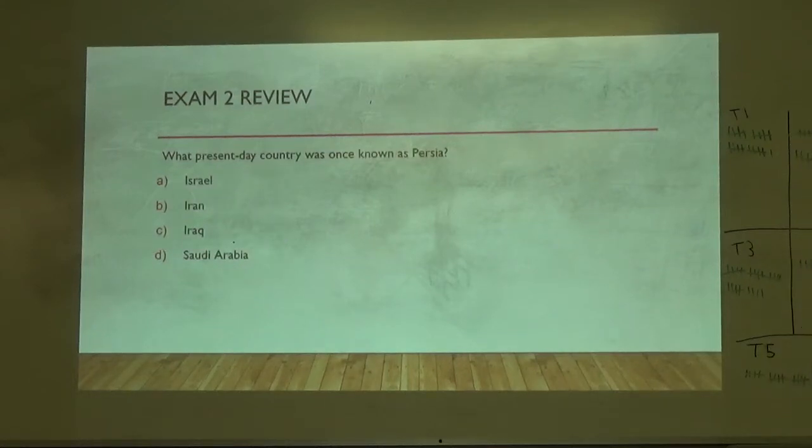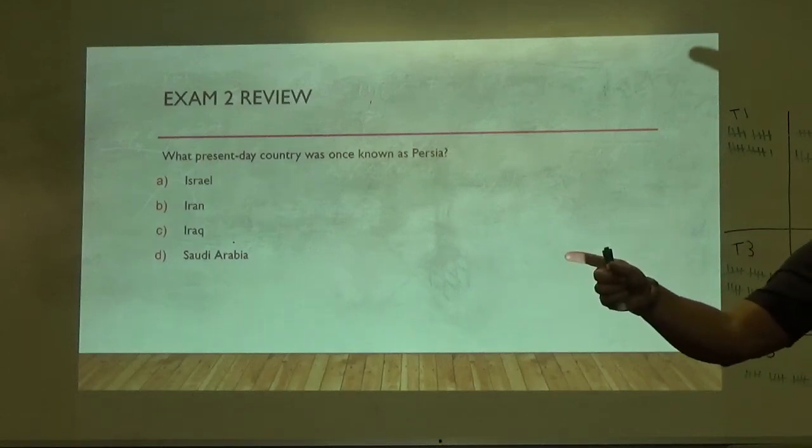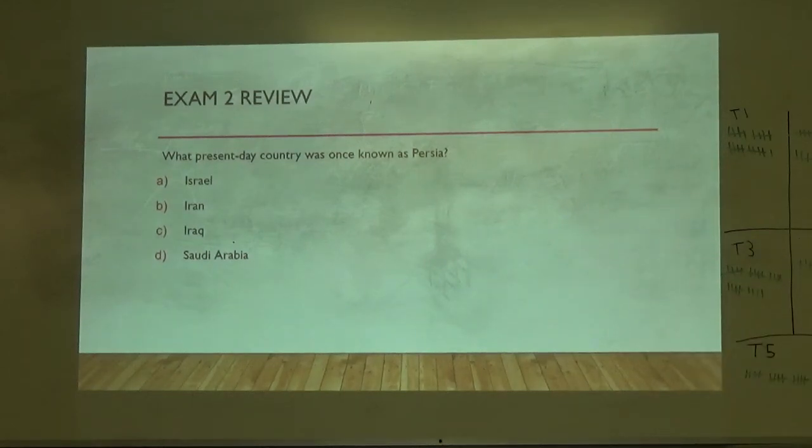What present-day country was once known as Persia? Is it A, Israel, B, Iran, C, Iraq, or D, Saudi Arabia? Alright. Answers in, 3, 2, 1. Okay, my final answer is C. You got B, B, and then the other team say C. Let's see what happens. It is Iraq.